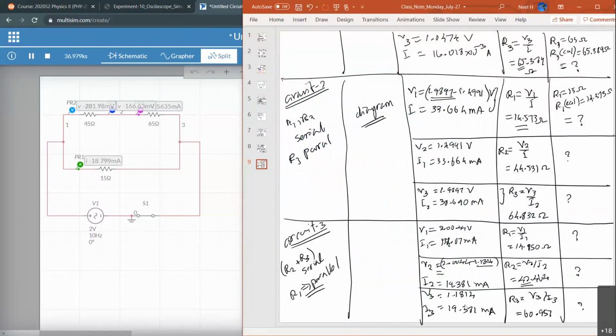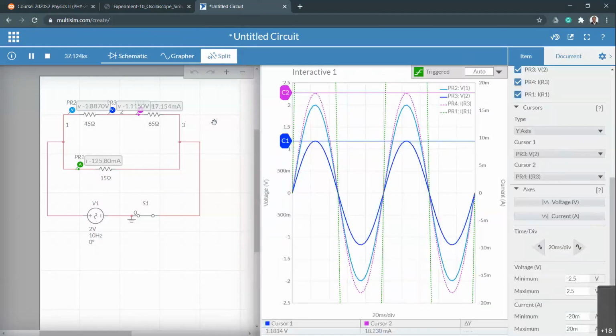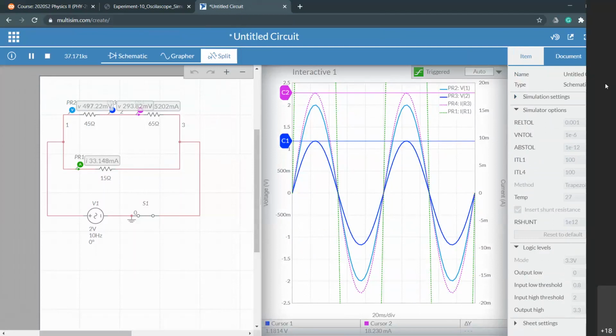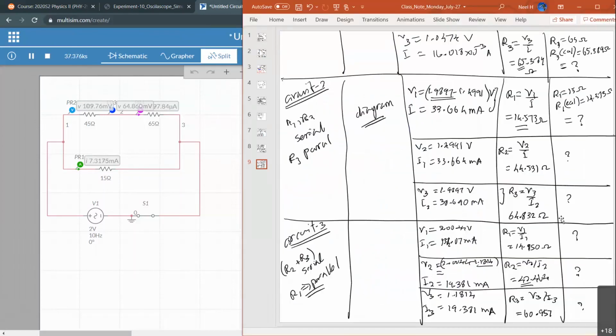See the difference, right? Now let's do this calculation with the new value, 18.230. 1.1814 divided by 18.230 times 10 to the power minus 3. Now my accuracy is much better because I'm now getting 64.8. So change that current into the new 18.230. See the difference, right?